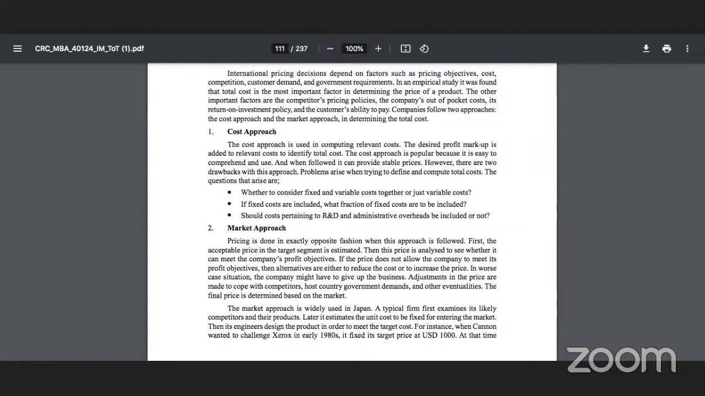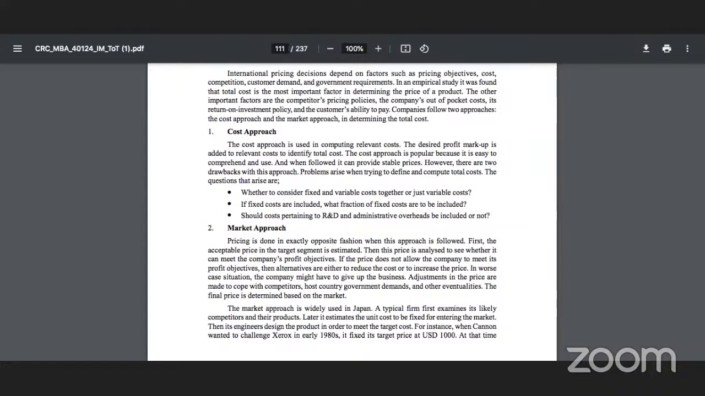What are the two drawbacks? If we were to look at that, the first one is whether to consider fixed and variable costs together or just variable costs. Now, if I were to look at just variable costs, I don't really arrive at the total cost of that particular product. So that becomes a point of query.